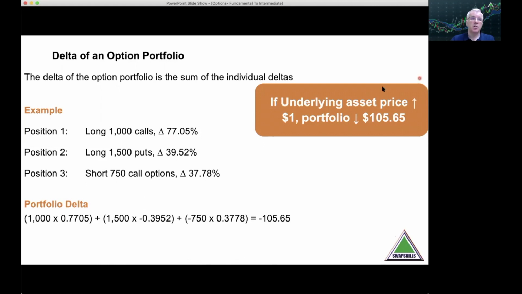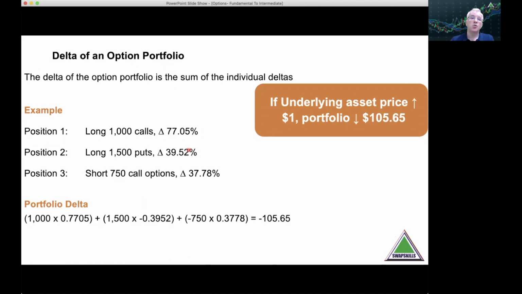In the first position, I'm long 1,000 call options, and you can see there the price sensitivity of those call options. So if the market goes up, lucky me. But I'm also long 1,500 puts. So if you're long a put, you're going to make money. How? If a market goes up or if a market goes down? If a market goes down.